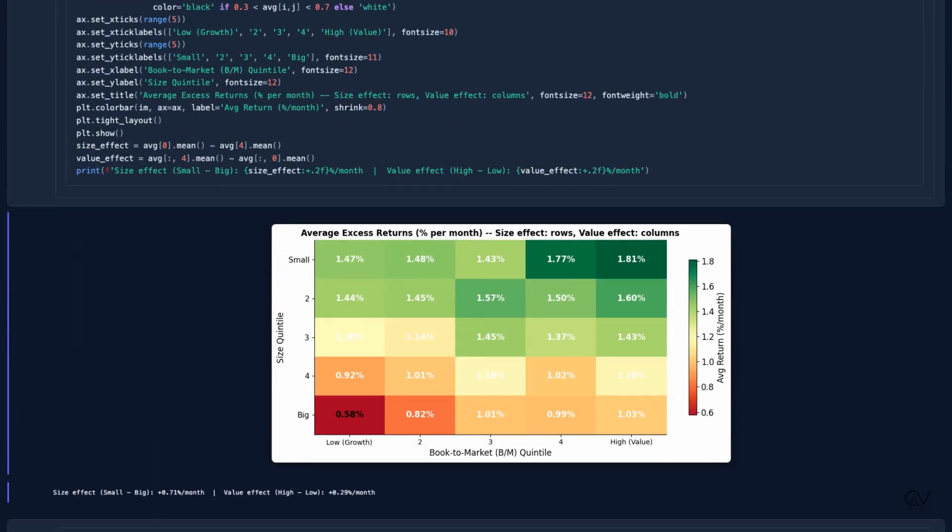Now we construct the 25 test portfolios, the heart of the paper. Stocks are double sorted on size and book-to-market equity into a 5x5 grid. The factor loadings are calibrated to Table 6 of the paper. Small stocks have high SMB loadings, around 1.3 to 1.5, while big stocks have negative loadings around minus 0.5.